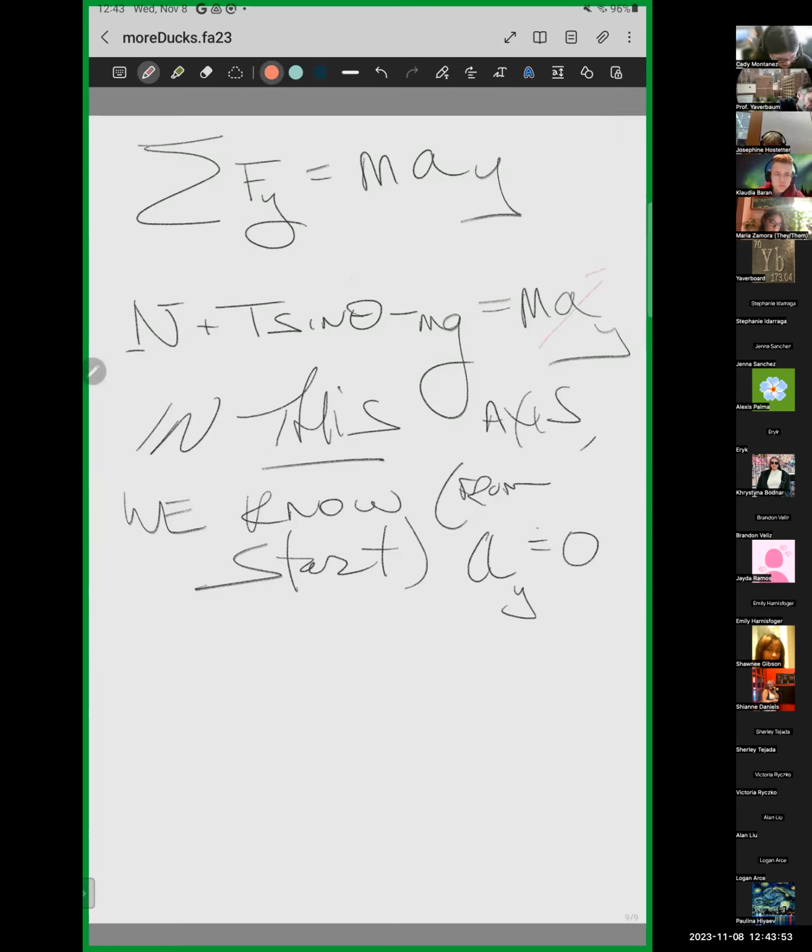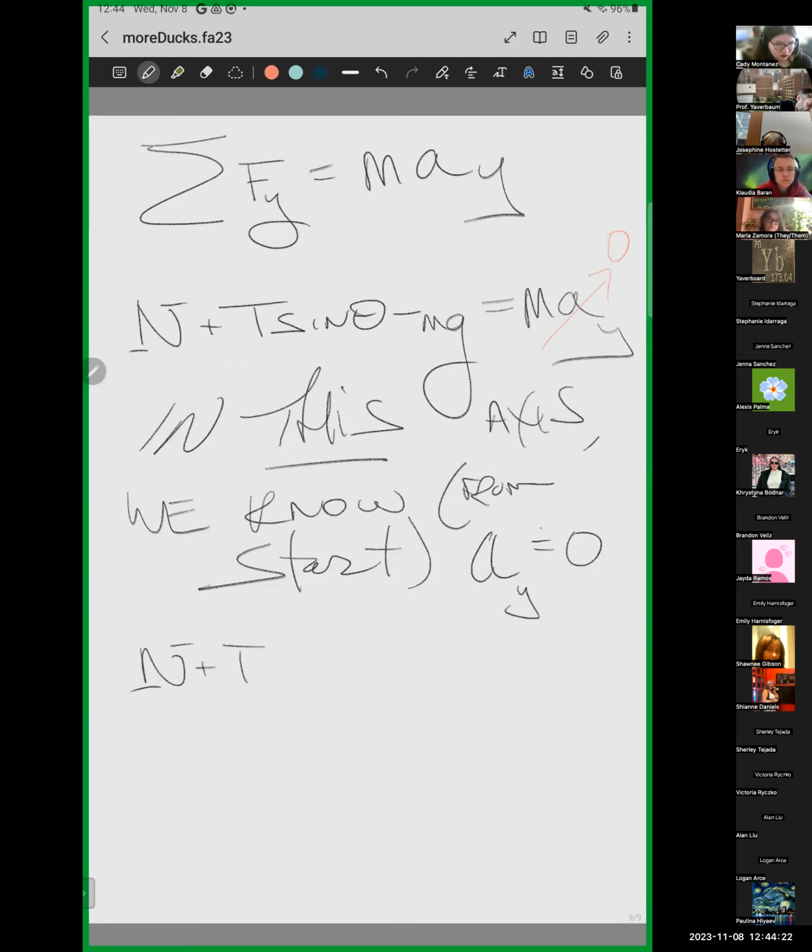Honestly, if you do things the way I'm suggesting, if you set up an x-axis that lines up with your acceleration, then there will always be 0 acceleration along the y-axis. You can sort of rely on this if you do it with this strategy. So I'm on this axis, I'm using acceleration to learn something about the forces. What am I learning about the forces? Well, if a is 0, then N plus T sine theta equals mg. And this goes back to my response to Maria's question.